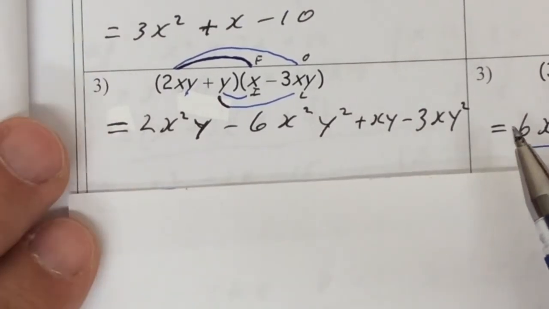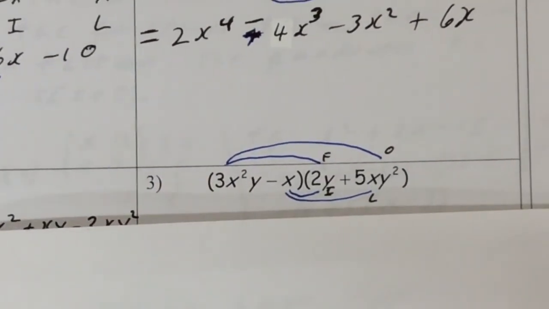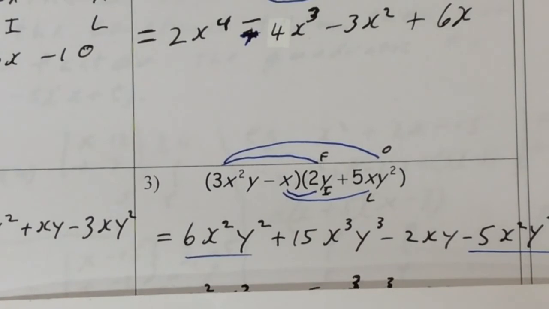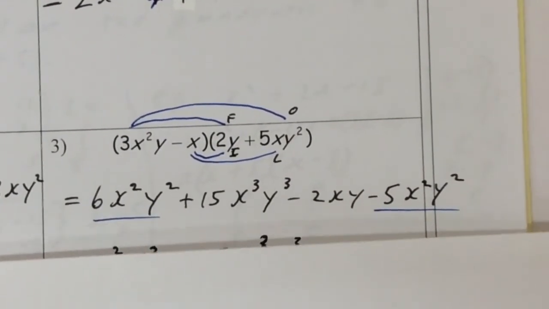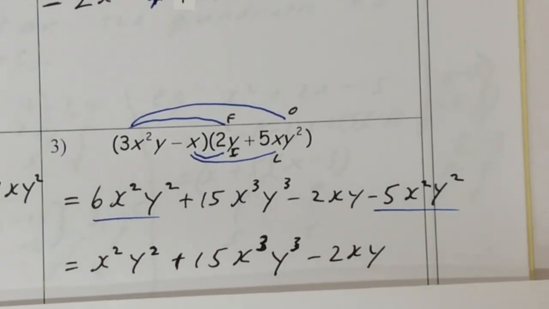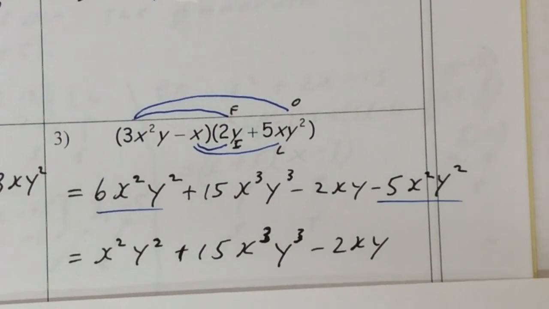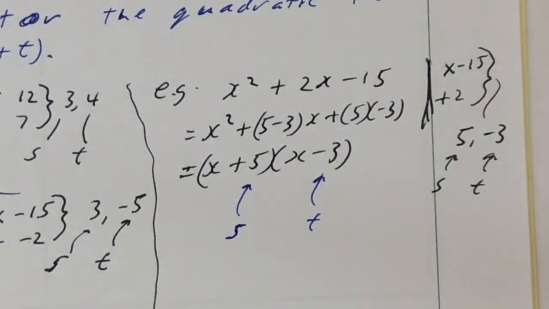Okay, so I'm going to show you the next one, and you can pause it and try it. Okay, give it a try, and this is what it would work out to. So there are like terms in that one. Okay, and that's it for that one.